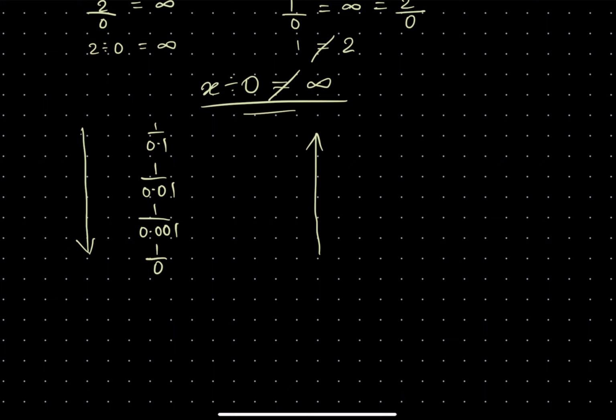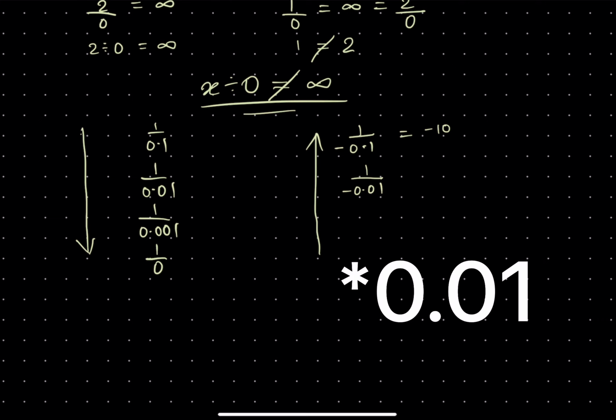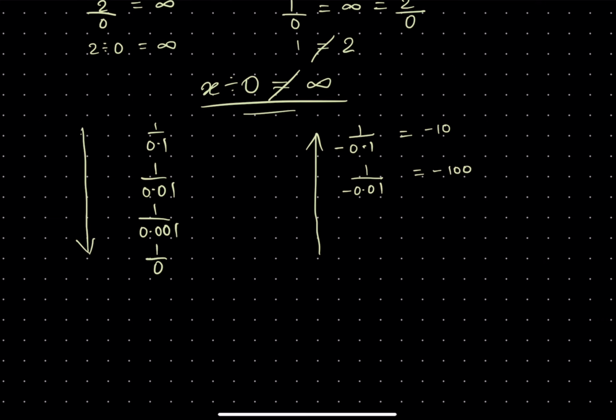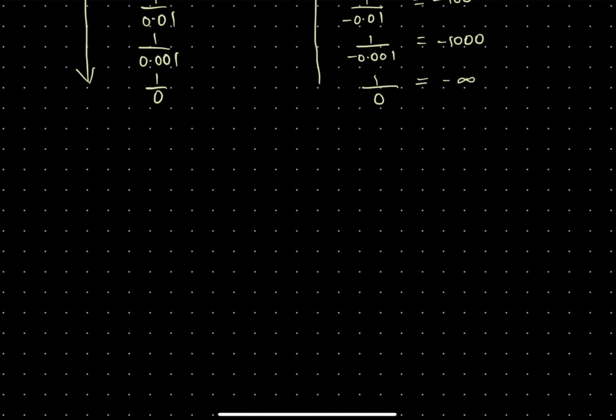Well, yes, we can, because 1 divided by negative 0.1 gives us negative 10. 1 divided by negative 0.01 gives us negative 100. 1 divided by negative 0.001 gives us negative 1,000. Now, we can see which way this is going, so we can also say that 1 divided by 0 would give us negative infinity. But how is that possible?